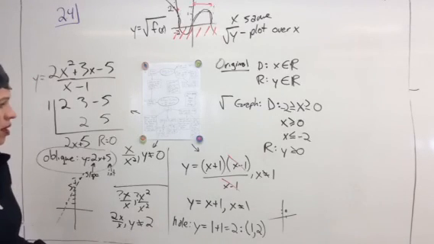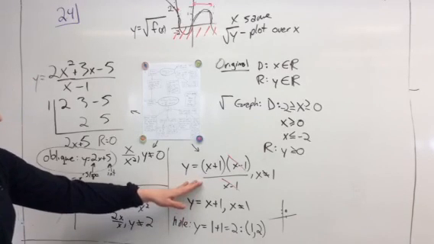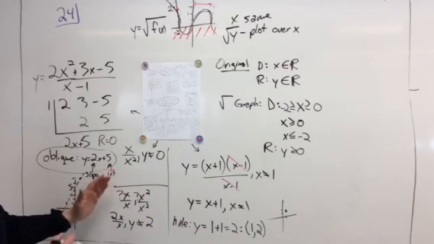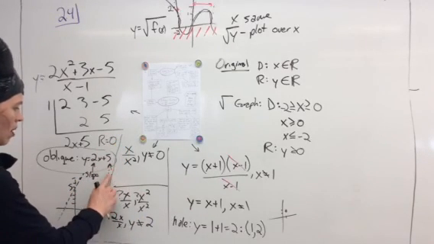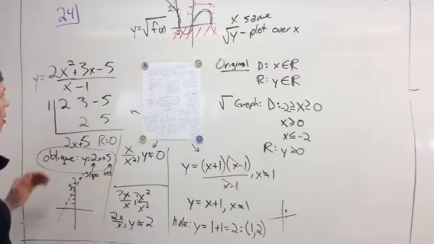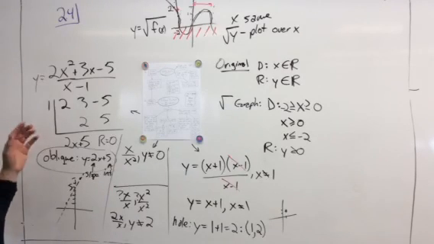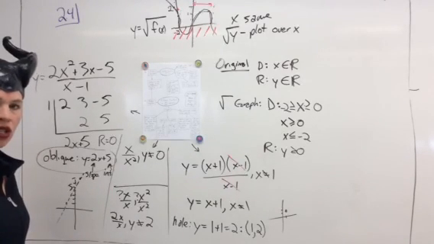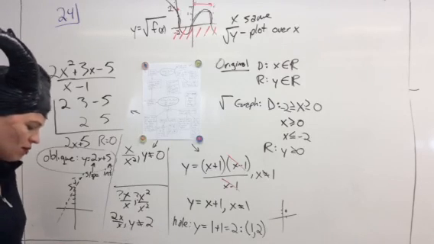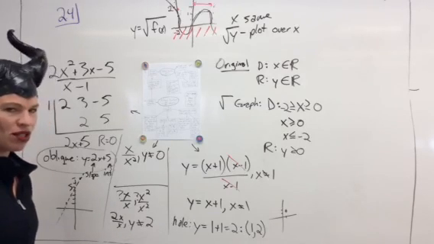We've got vertical asymptotes, horizontal asymptotes, and oblique asymptotes. This is pretty much all you need to know for Chapter 2. You're going to have a portion of your test where you don't get to use a calculator, so make sure you're not cheating.